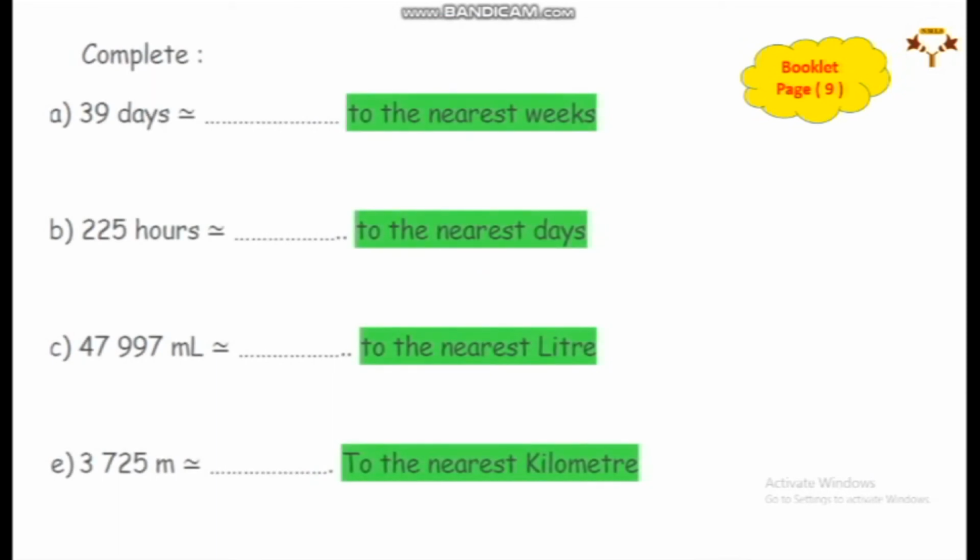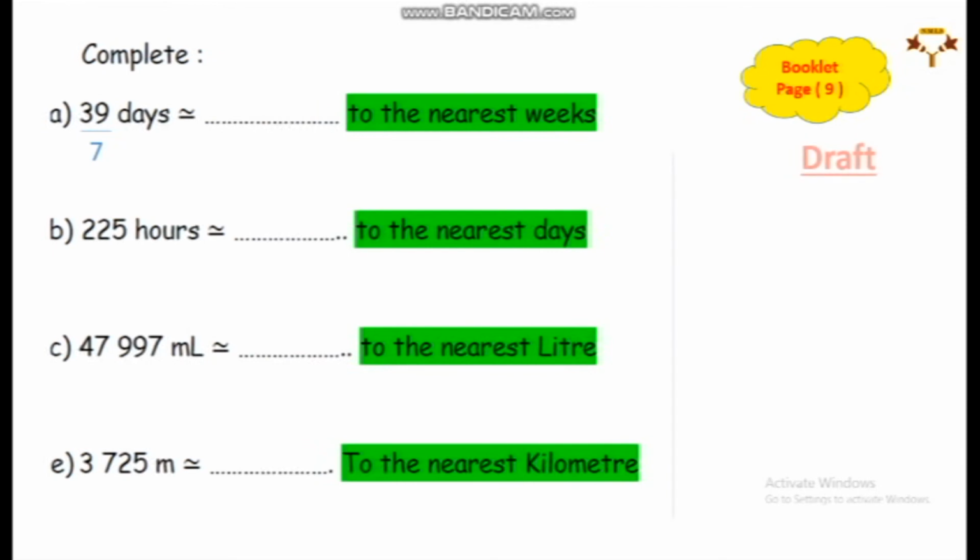Let's see the question. Complete question number A. 39 days approximately equals dots to the nearest weeks. So first of all, we have to change these 39 days into weeks. We have to know how many weeks there are in 39 days. So from the smaller unit to the greater one, we have to divide. Divided by what? Divided by the number inside. So how many days are there in 1 week? 7. So we divide by 7.